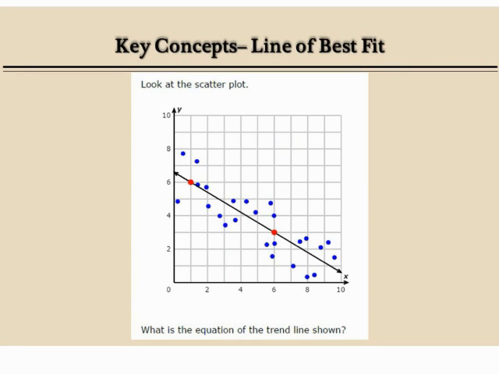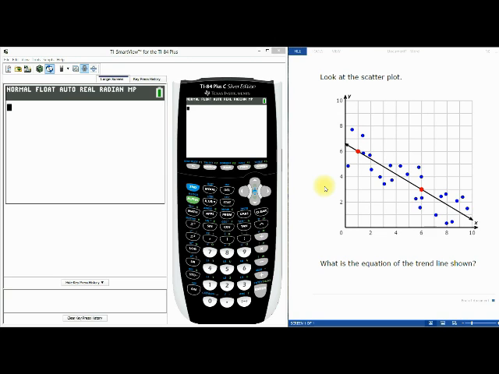All right, here's the second practice problem. Here's our scatter plot. I'm going to put this in my calculator. I have my 2 points, which are 1, 6 and 6, 3. Here are the 2 points that we're working with. If you notice, this line has a negative slope.